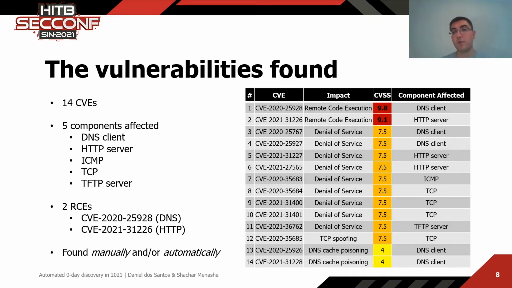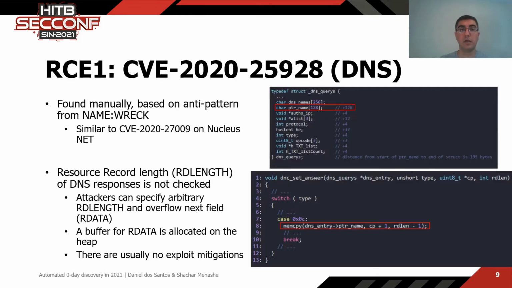So let's talk quickly about the RCEs. The first RCE affects the DNS component, and it was found manually based on an entry pattern from a previous research that we had, NAME:WRECK. So it's similar to one of the CVEs that we had found before on another TCP/IP stack called Nucleus NET. And the issue here is that basically the resource record data length on DNS responses, called RDLENGTH, is not checked, right, for the size, basically.